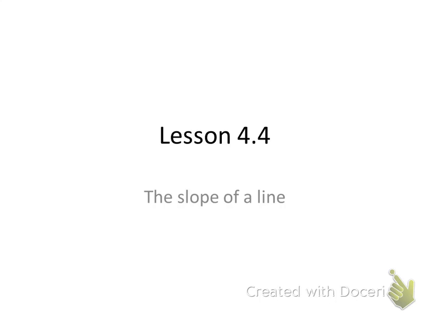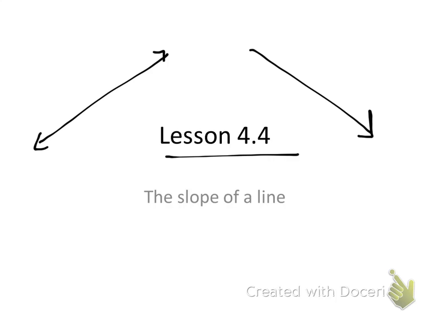Lesson 4.4, which is learning the slope of a line. Now, every line that we have whenever we are graphing an equation always has a slope. It either has a positive slope where it goes up from left to right. It has a negative slope where it goes down from left to right. Remember, we always do left to right because that's how we read. It could be horizontal or vertical.